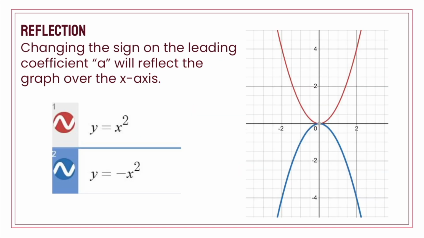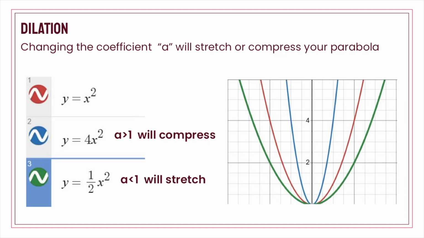So starting with reflection, we see that changing the sign on the leading coefficient a will reflect the graph over the x-axis. So you can see our red graph is y equals x squared. If I put a negative in front of that, y equals negative x squared, you can see the parabola flips over the x-axis.